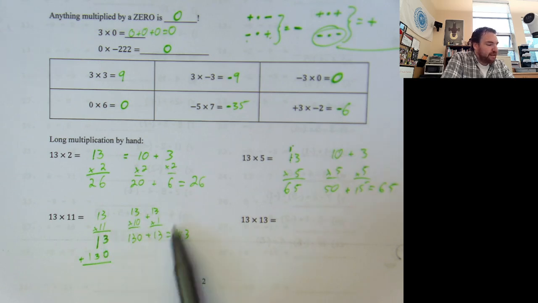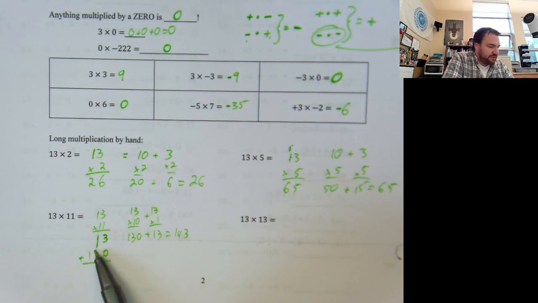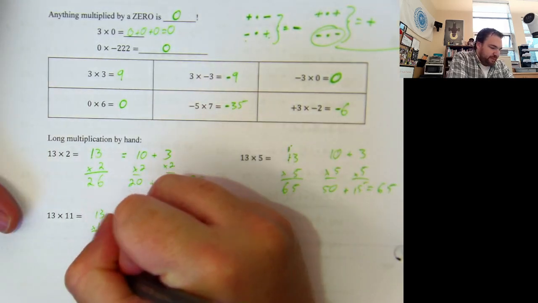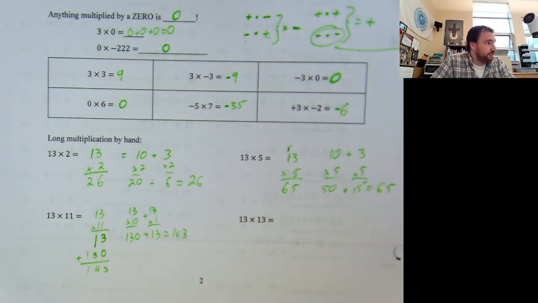We're just not writing it this way. But this is what this means. 3 plus 0 is 3, 1 plus 3 is 4, and 1 is 1. So you get 143.